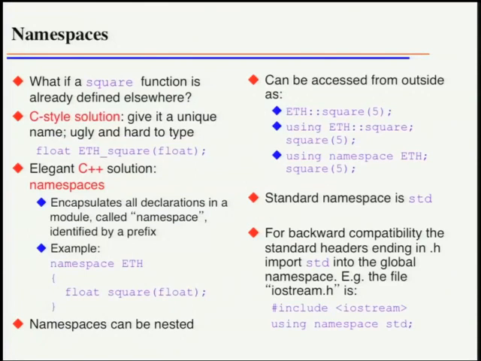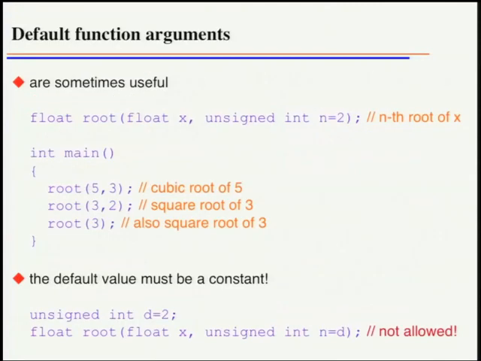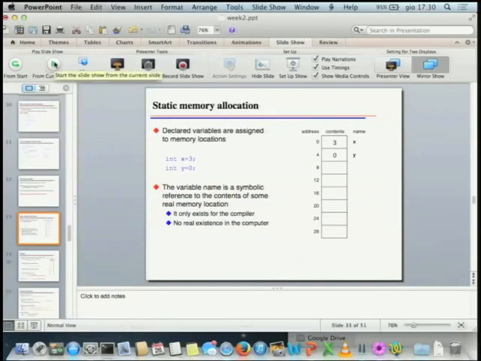We're basically out of time, I guess. So I guess namespaces will be looked at next lecture, and default function arguments are sometimes useful. Yes, and that's basically today's stuff. Any questions at the end?